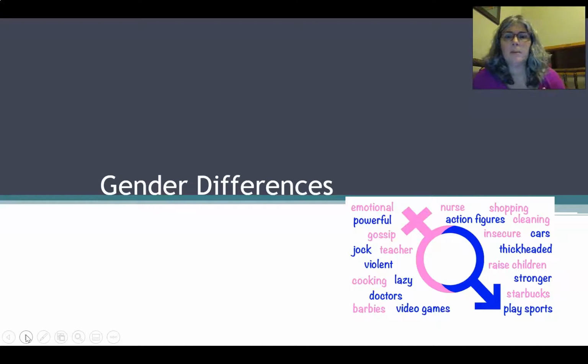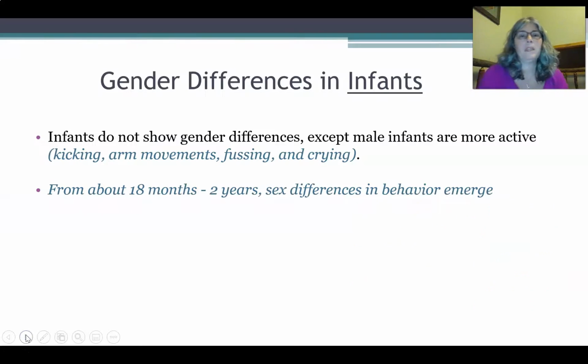Now, we're also going to be talking about theories of where these come from, as well as where these kids might get some of these ideas. But actual gender differences is what we want to take a look at now. So we're going to start developmentally, look at some gender differences across age groups and different categories.